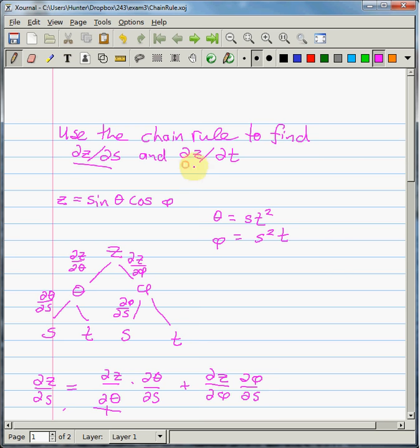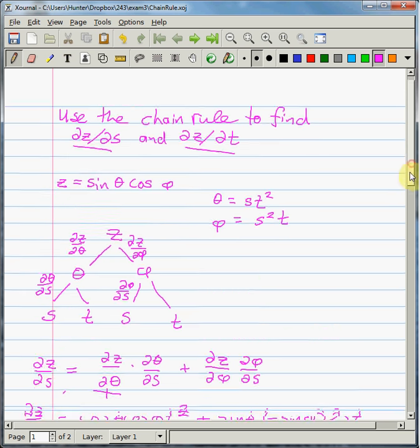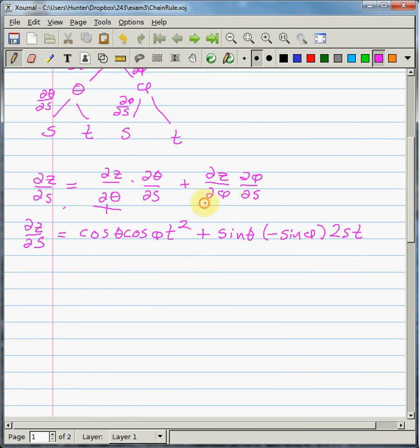We still want to do this, really similar. In fact, there's no reason to compute these again. We can just copy them right over from the previous line. So dz dt is going to be equal to, well, what's going to change in this formula is that s is basically going to be replaced by t. So we still need a dz d theta. So here is that. So that is cosine theta cosine phi.